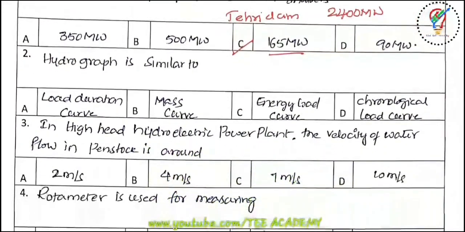Next, the second question: the hydrograph is similar to. So first of all, what is a hydrograph? A hydrograph indicates the rate of flow or discharge versus time. If you take the x-axis and y-axis, the x-axis will be time, generally in hours, and the y-axis is discharge, Q. Now it is similar to the chronological load curve. So D is the right answer.